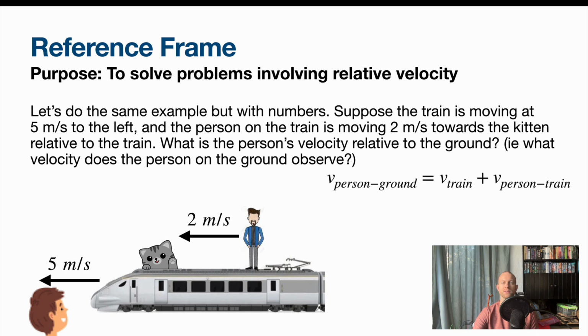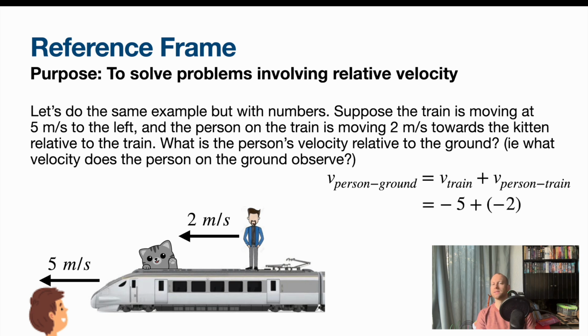So looking at this, here's the equation we're going to use. The velocity of the person relative to the ground is going to equal the velocity of the train plus the velocity of the person relative to the train. I know that's a handful, it's a mouthful to even say. So we've got different velocities. We have a velocity of the train, we have the velocity of the person relative to the train, and we are looking for the velocity of the person relative to the ground.